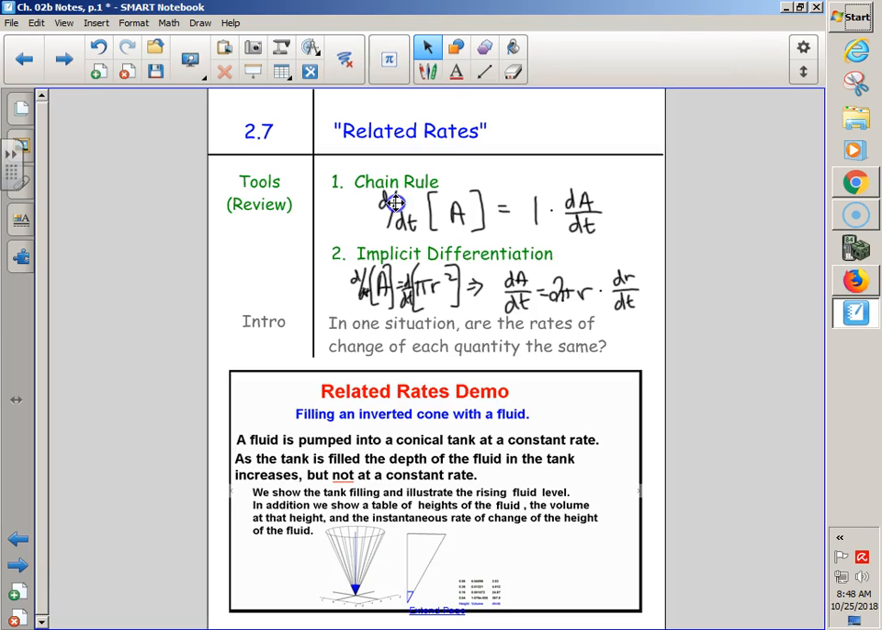So this entire section is built off of one scenario, like the area of a circle, or the volume of a balloon. One situation, but one situation with multiple variables, and having to figure out how the rates are related, of how fast one quantity is changing with respect to another.